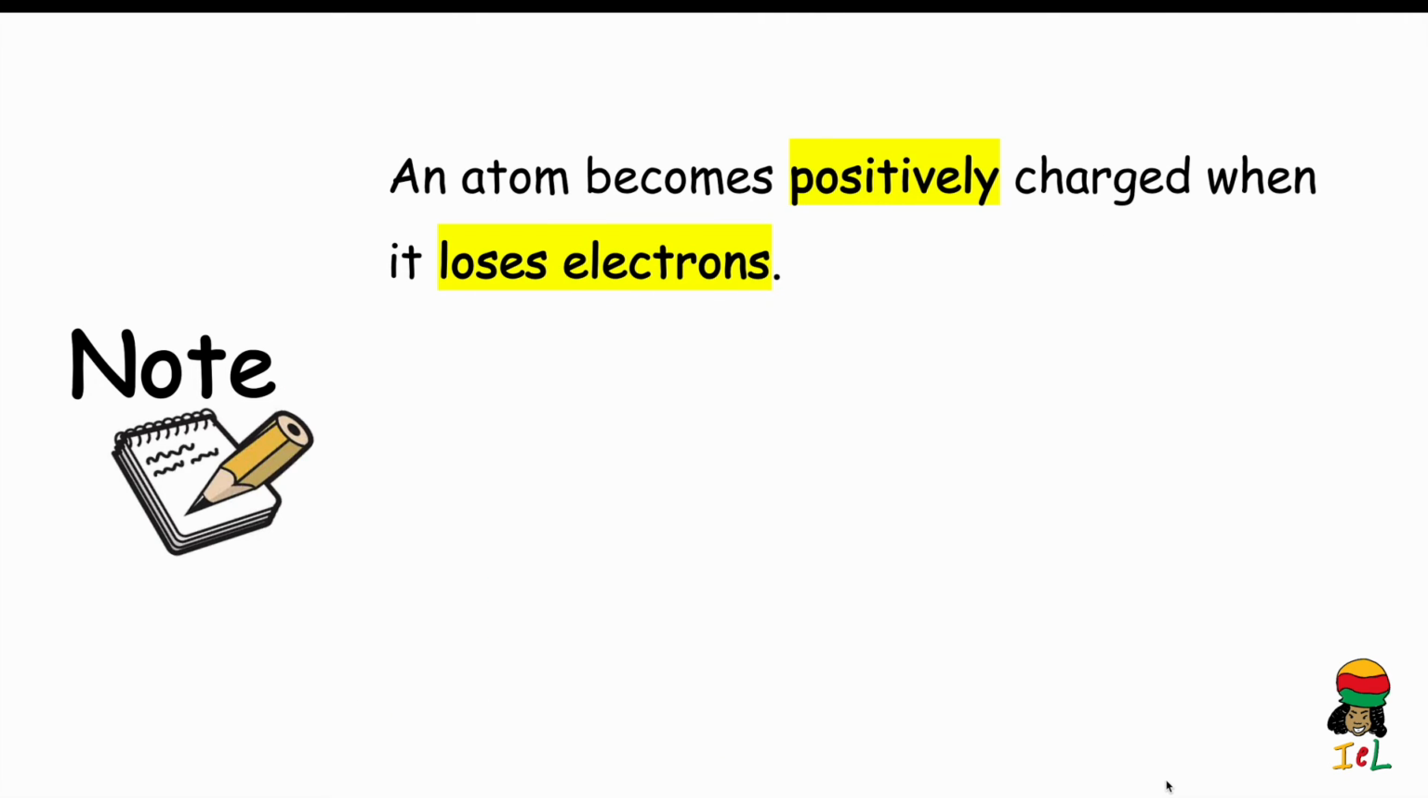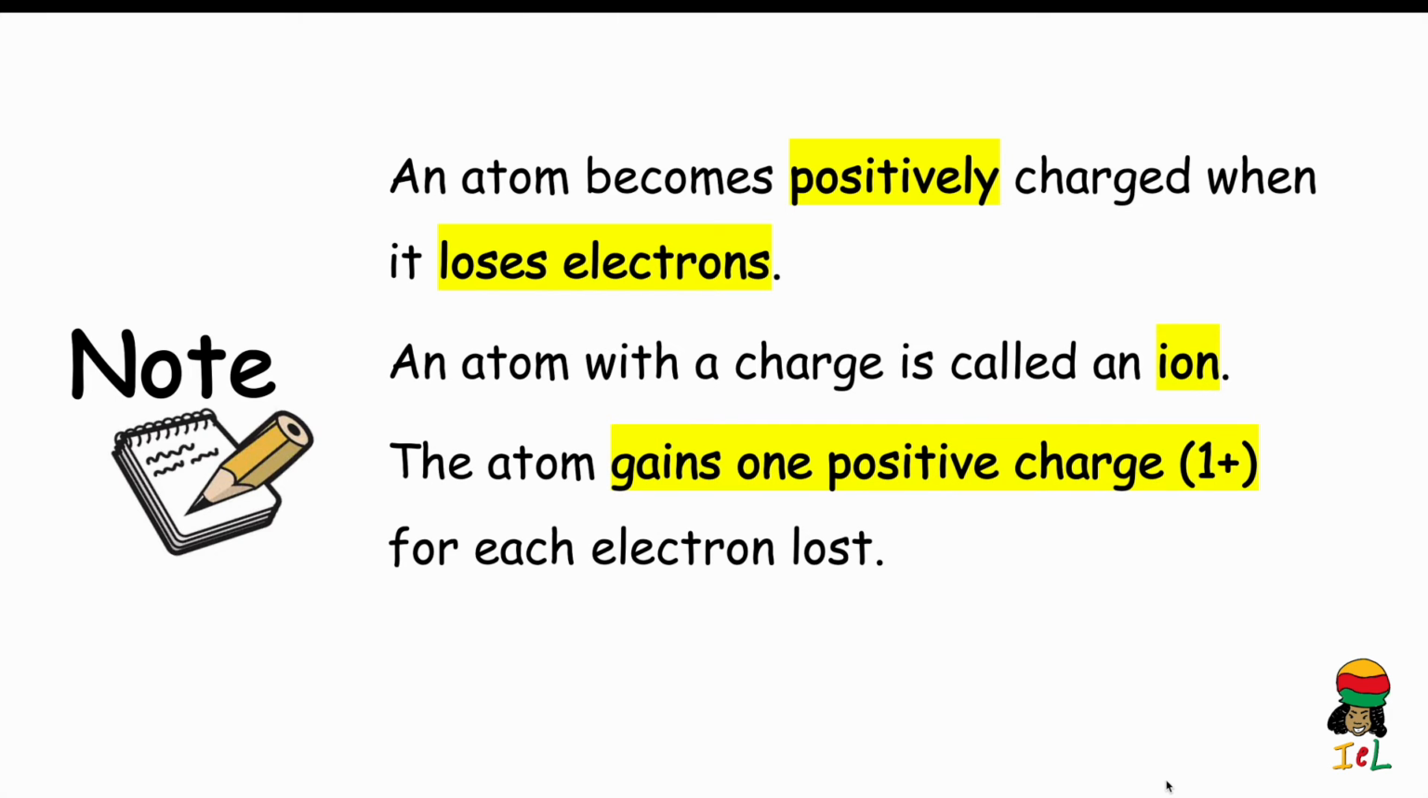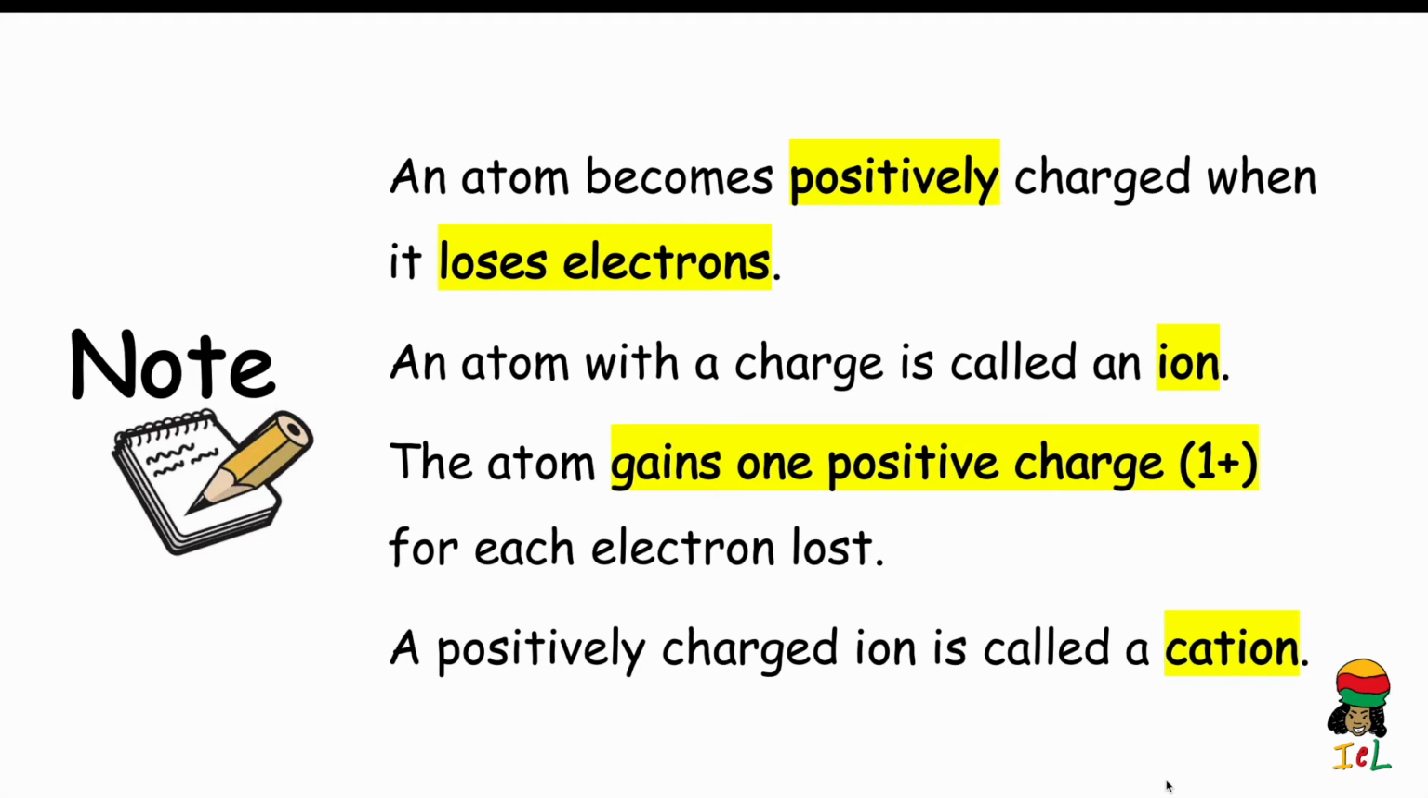Note, an atom becomes positively charged when it loses electrons. An atom with a charge is called an ion, I-O-N. The atoms gain 1 positive charge, that is, +1, for each electron lost. A positively charged ion is called a cation.